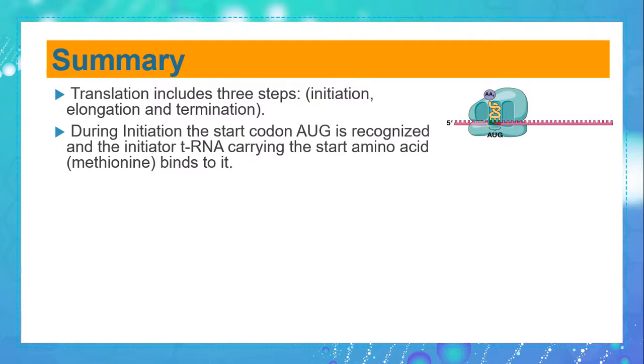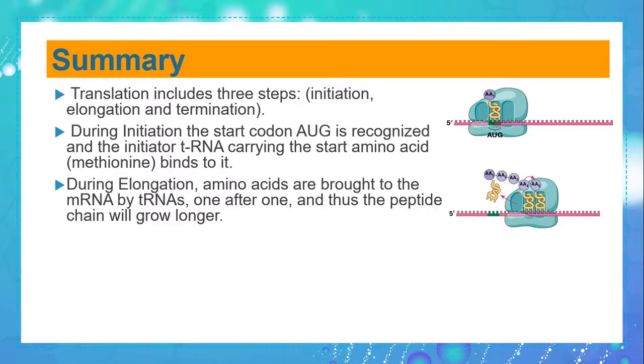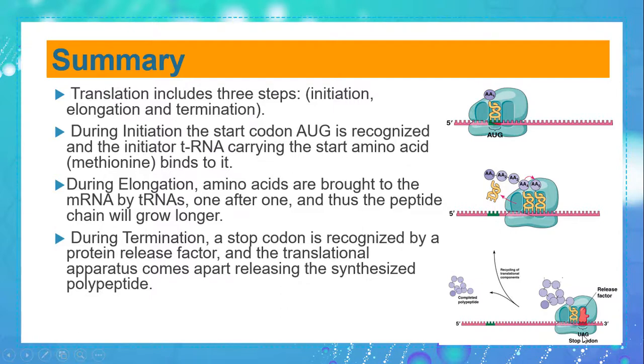During initiation, the start codon AUG is recognized and the initiator tRNA carrying the start amino acid, methionine, binds to it. During elongation, amino acids are brought to the mRNA by tRNAs, one after one, and thus the peptide chain will grow longer. During termination, a stop codon is recognized by a protein release factor, and the translational apparatus comes apart, releasing the synthesized polypeptide.